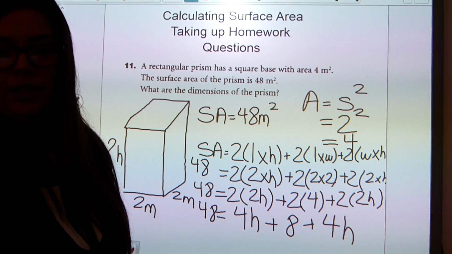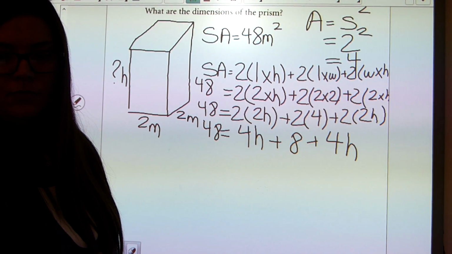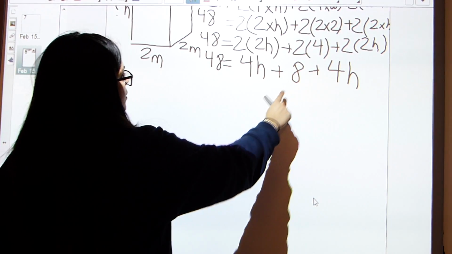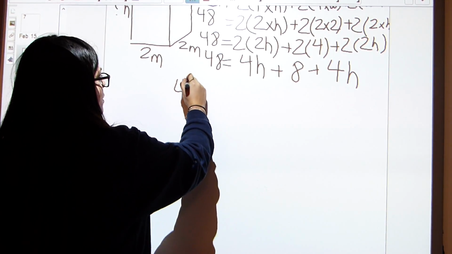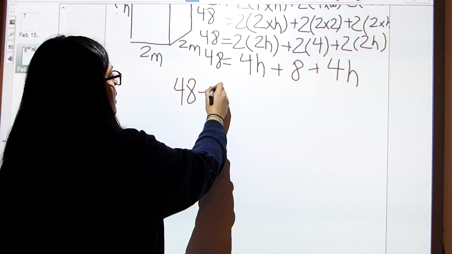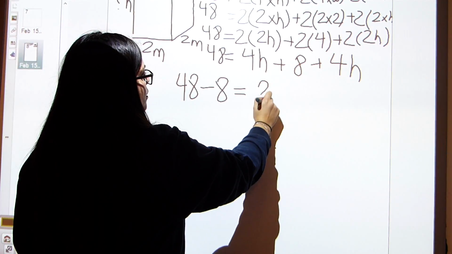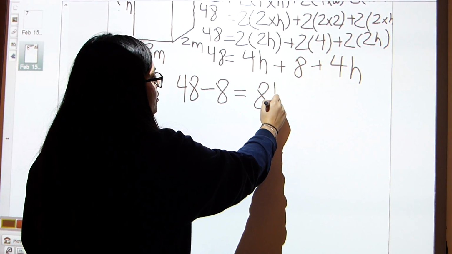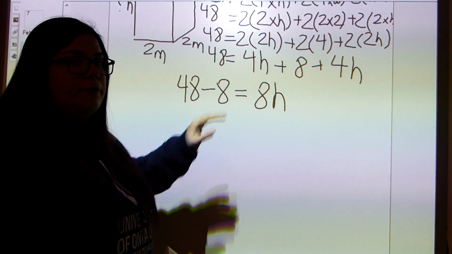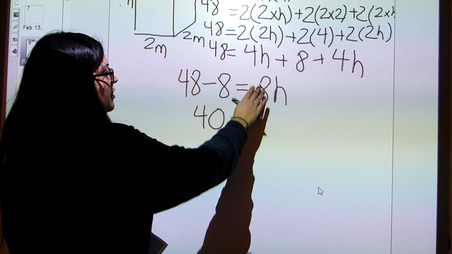So I'm just going to scroll down so you guys can see. So we're going to group these two together. We're going to put this 8 onto this side. Because you're bringing it across the equal sign, you're going to put minus 8. So 4 plus 4 now is 8. They both have an h attached to it. 8h. Okay? So now we're going to do the subtraction on this side first. So 48 minus 8 is 40. And this side stays the same, so you haven't done anything.